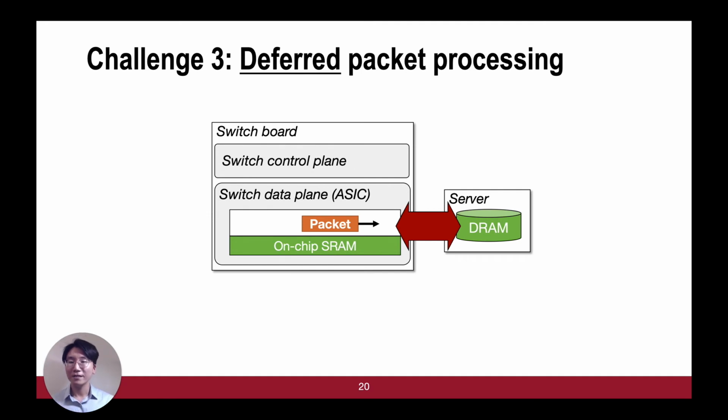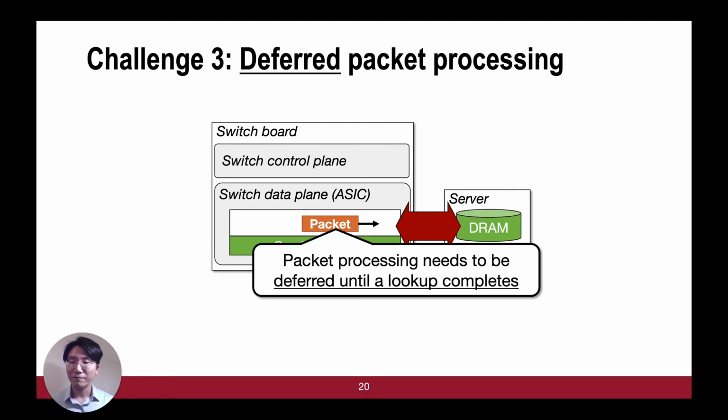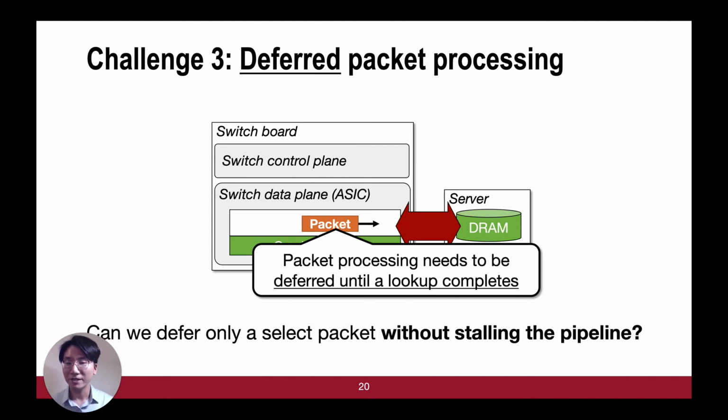Now, while the ASIC can do table lookups with our T-table structure, the ASIC must be able to process packets with retrieved table entries such as an address mapping in NAT. It means that packet processing needs to be deferred until a lookup completes for the packet. And the key question here is, can we defer only the packet corresponding to the lookup without stalling the entire pipeline or buffering it at the switch?